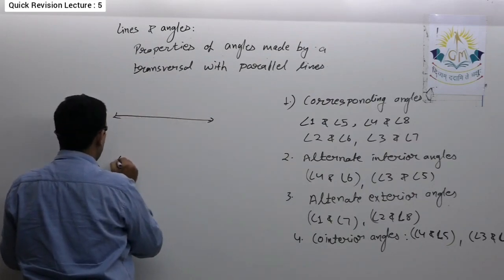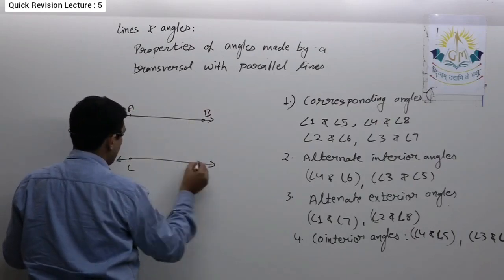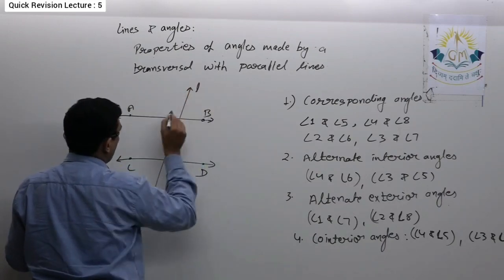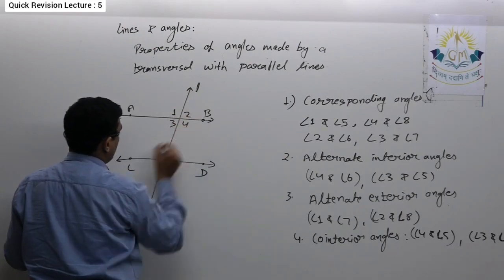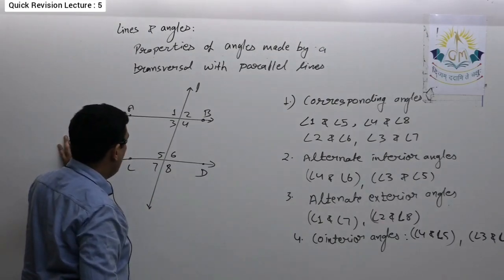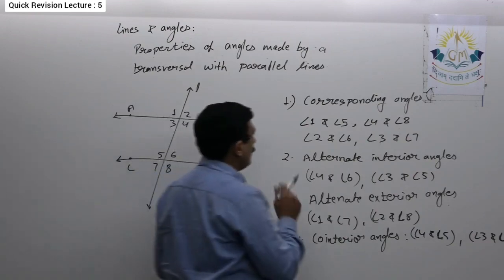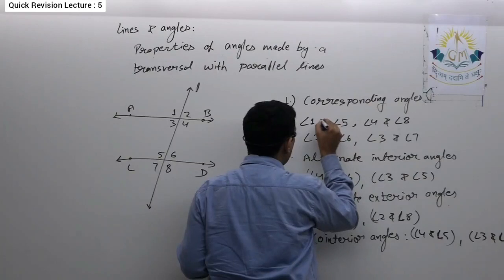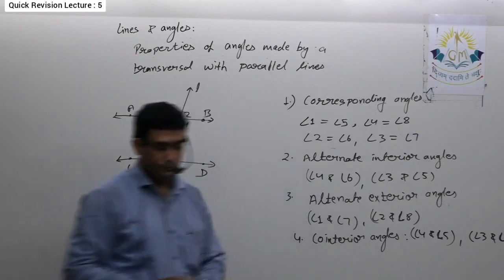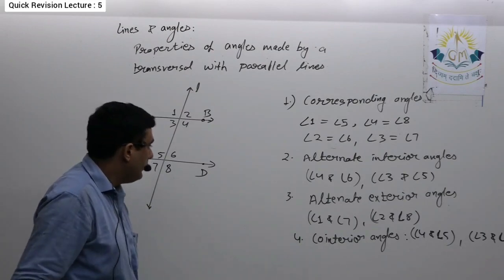If I say AB and CD are parallel, and this is a transversal T or L, whatever, say 1, 5, 4, 8, 2, 6, 3, 7. So these corresponding angles are equal. That means corresponding angles made by a transversal with parallel lines are equal.